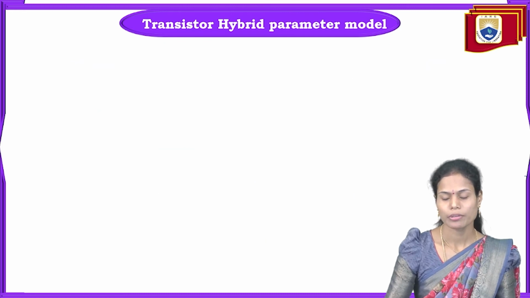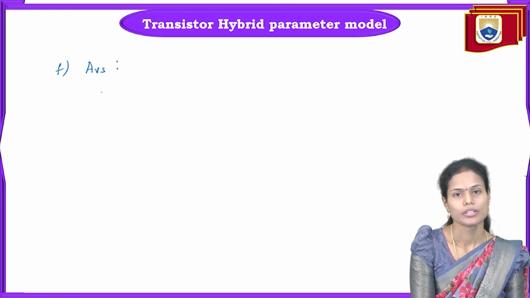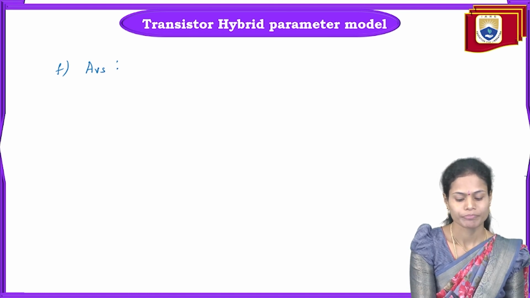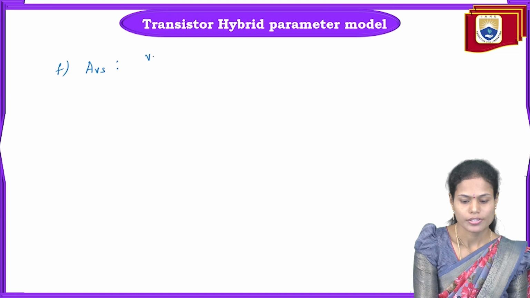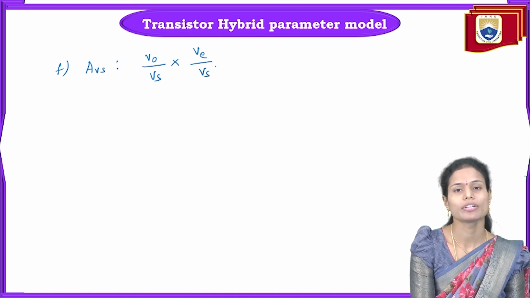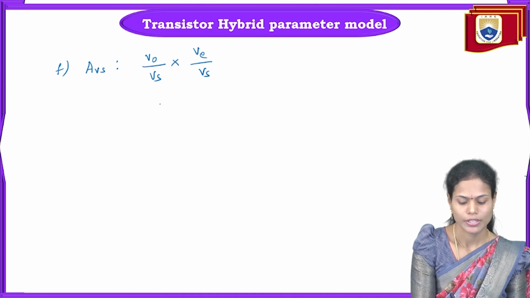And the last parameter we need to calculate here is voltage gain with source resistance. We need to follow the same procedure as for the current gain. So in this case it is Vo by Vs into Ve by Vs. So here Vo by Vs is the normal voltage gain. We need to find Ve by Vs. So this one I am writing here as voltage gain, and it is Ve by Vs.